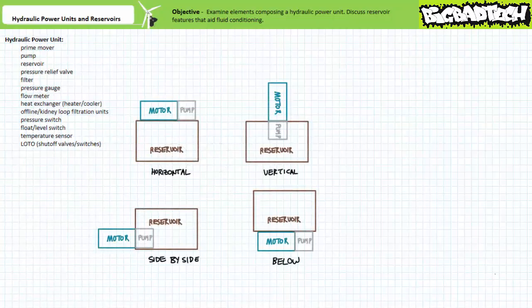How these three basic components, the prime mover, pump, and reservoir, are physically arranged with one another dictates the outward appearance of the hydraulic power unit. Ordinarily, the prime mover is outside the reservoir. However, the pump could either be external or internal to the reservoir. The pump and prime mover can both be horizontally mounted on top of the reservoir. Additionally, the prime mover and pump can be vertically mounted on the reservoir.